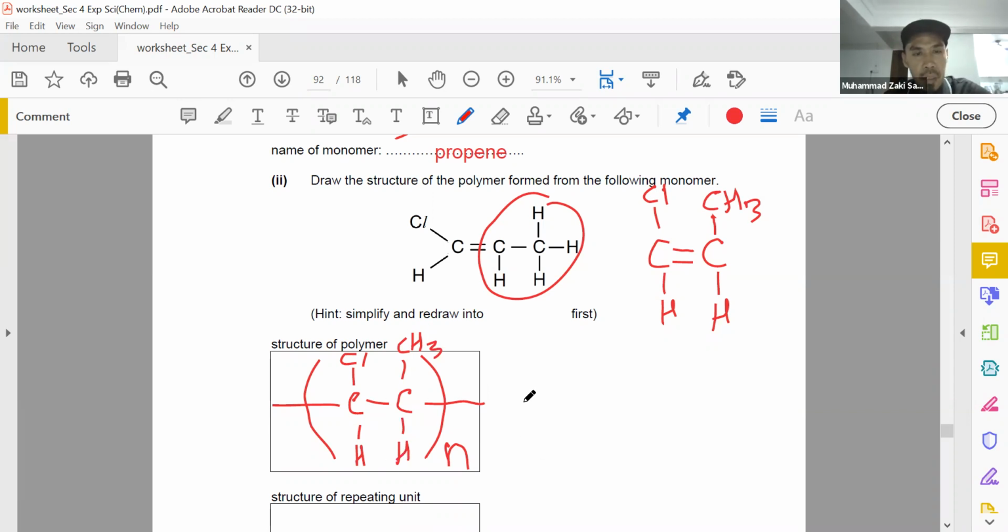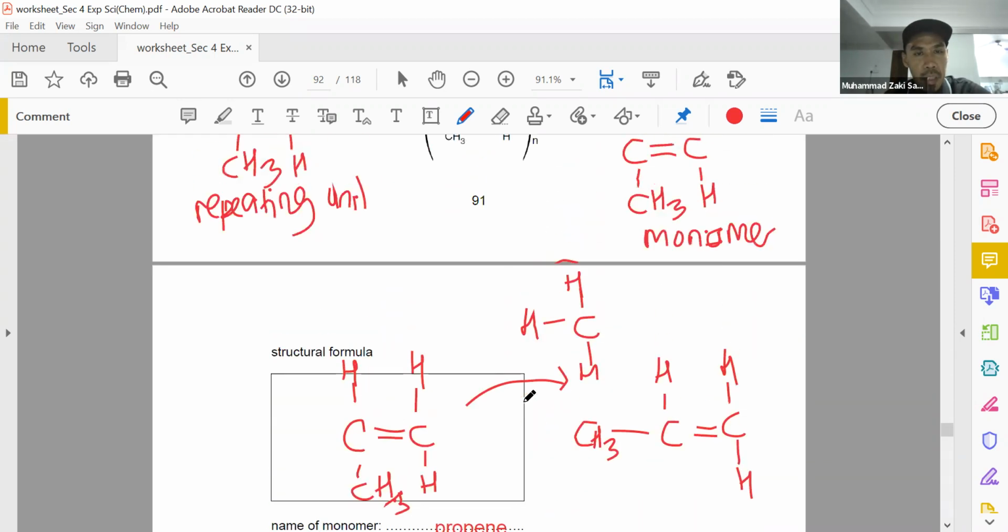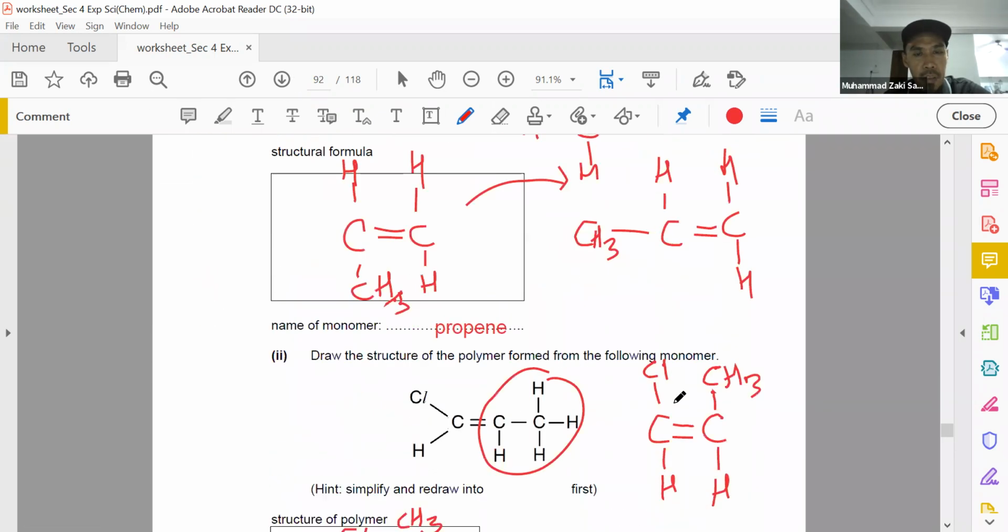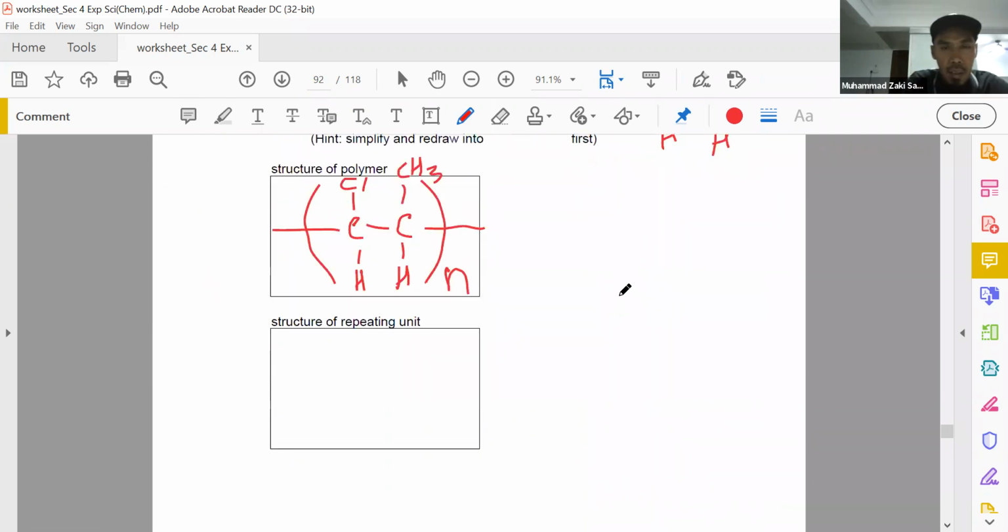So this is a polymer. Let's draw the repeating unit. I think I've drawn the repeating unit already for you here. The repeating unit is similar to the polymer, only there's no bracket and no n.